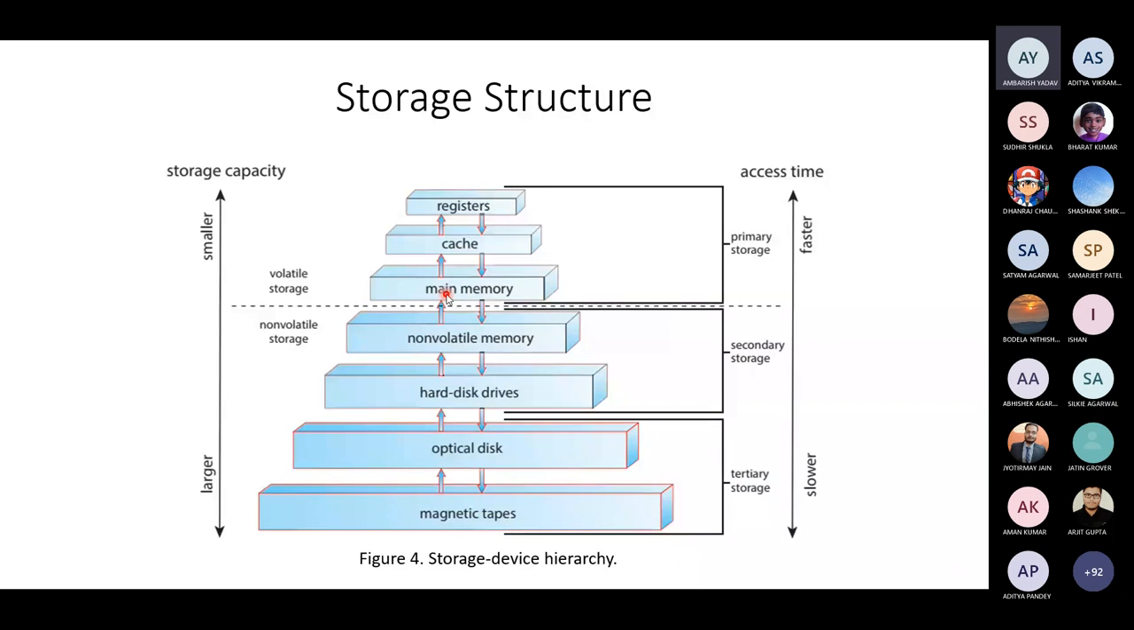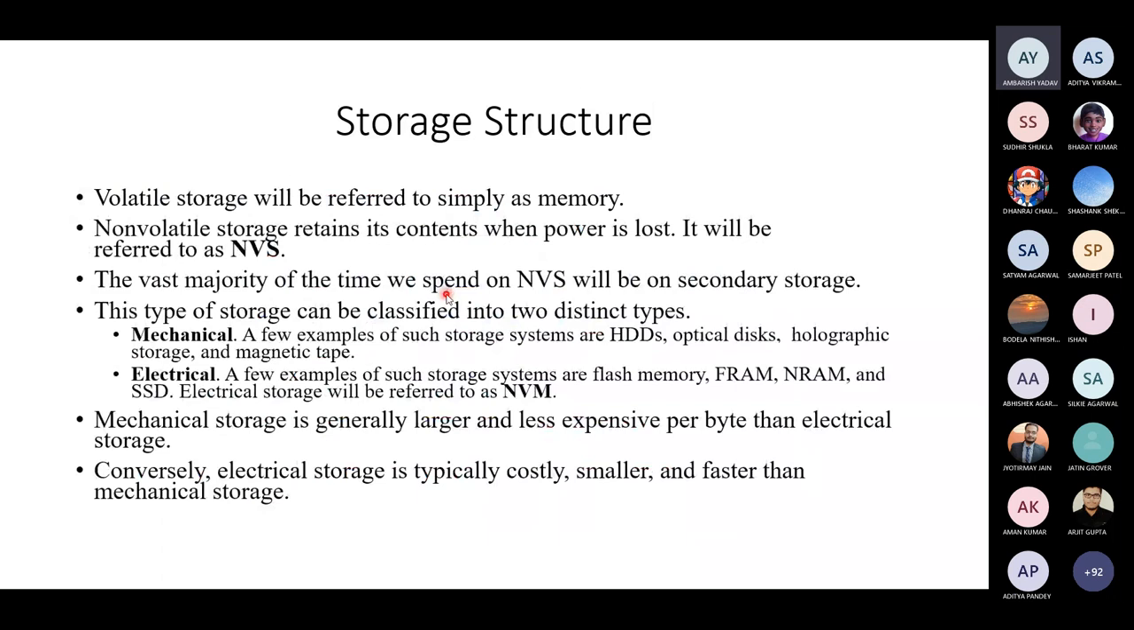See, volatile storage will be referred to simply as memory. Non-volatile storage retains its contents even when the power is lost. That we call non-volatile storage, NVS. The vast majority of the storage we deal with in NVS will be secondary storage. There are two types of non-volatile storage: one is mechanical, one is electrical.